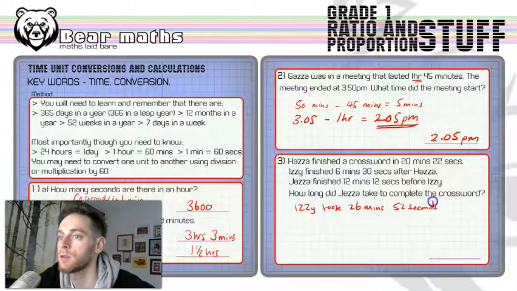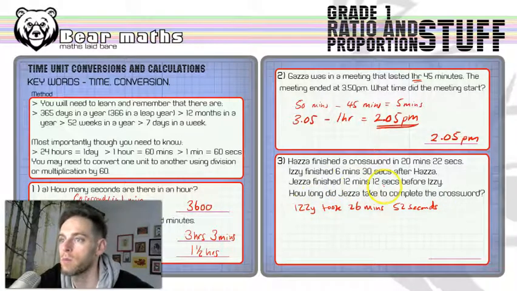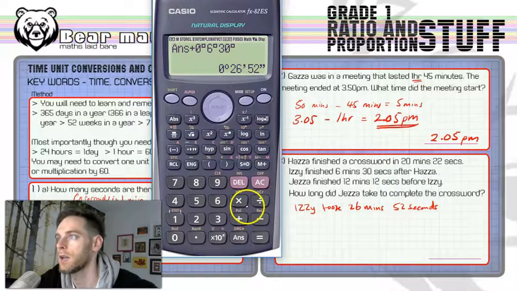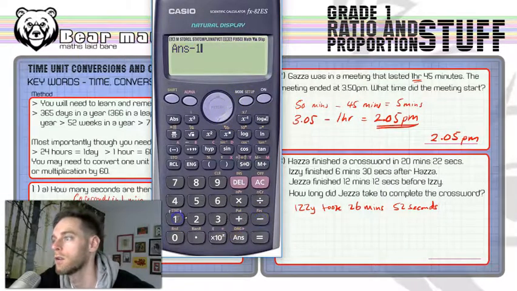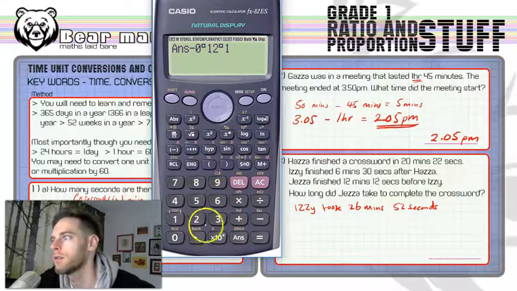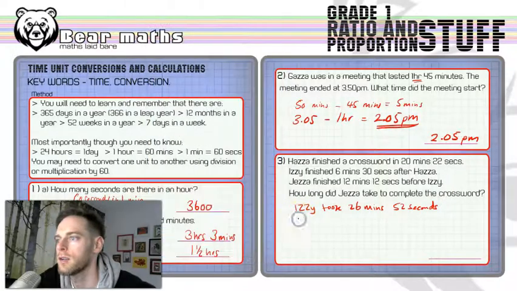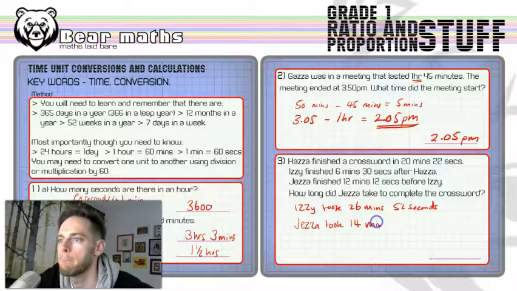All right, if you've got a calculator, and you will do for 2 of your exam papers, it's definitely worth using this method. Jezza finished 12 minutes and 12 seconds before Izzy. So let's get our calculator back. All we've got to do is take away 12 minutes and 12 seconds. So minus 0 hours, 12 minutes, and 12 seconds. Press equals: 14 minutes and 40. So Jezza took 14 minutes, 40 seconds.